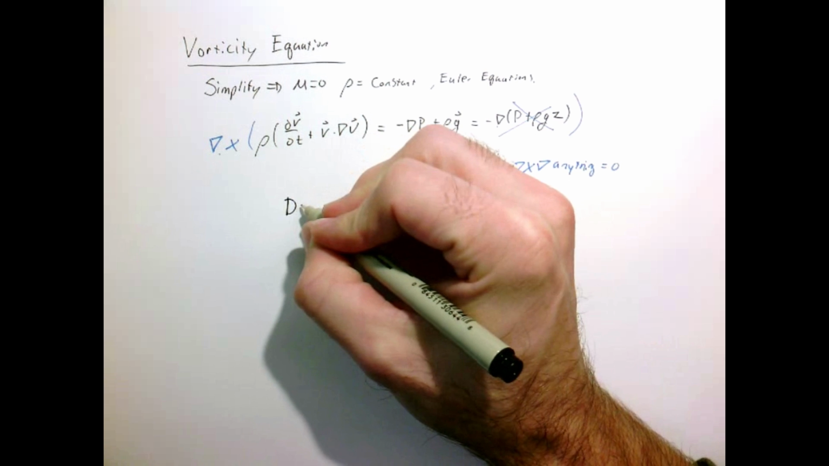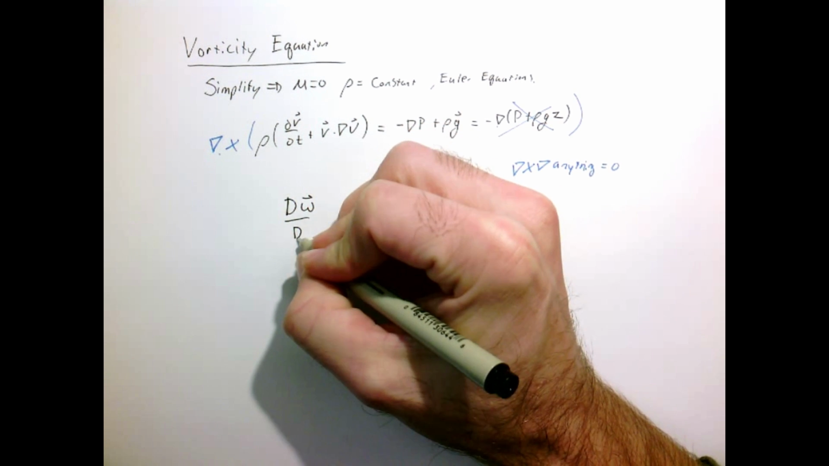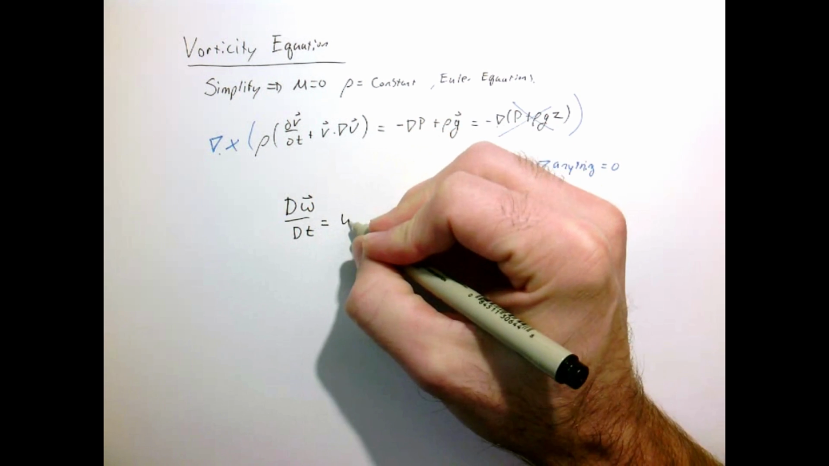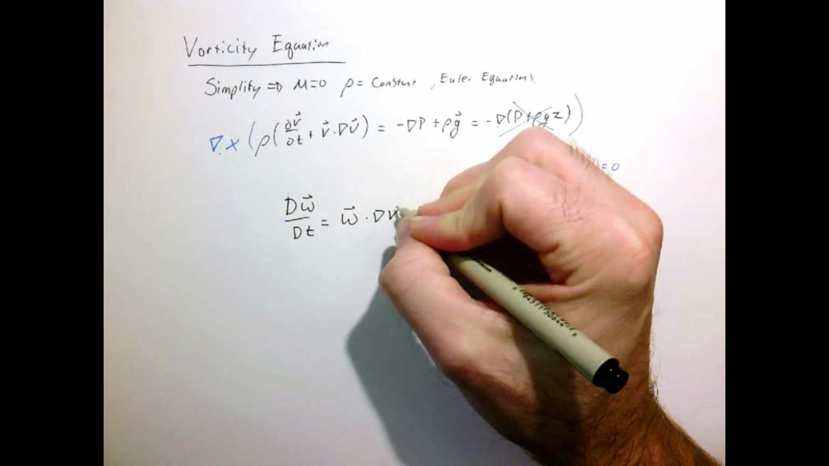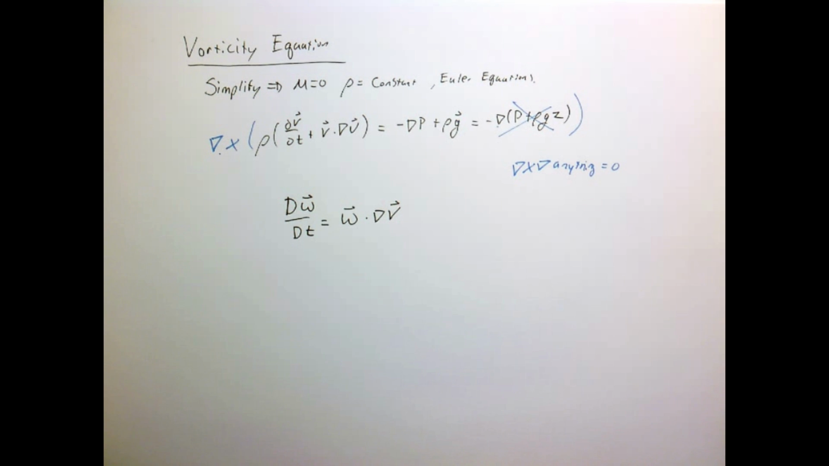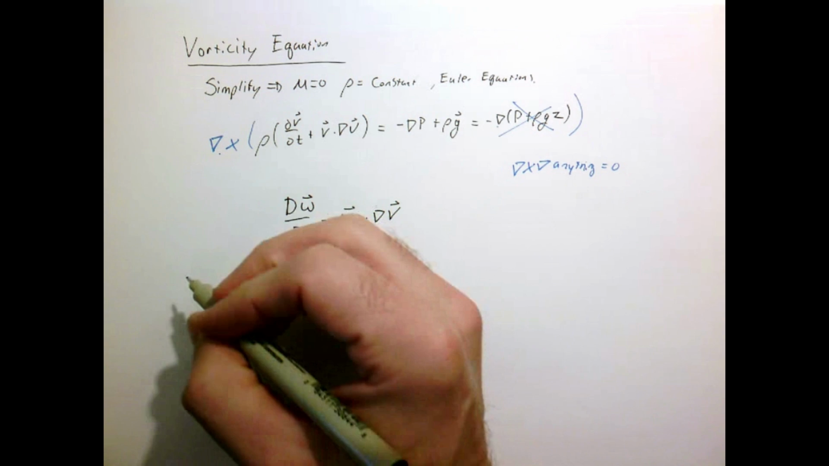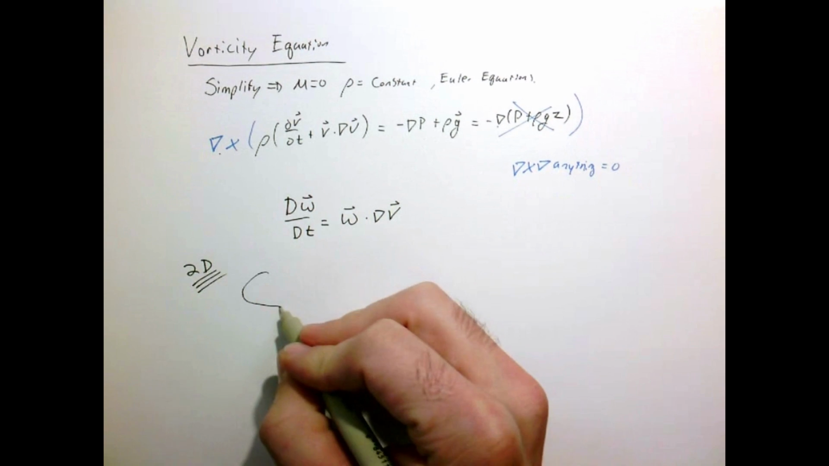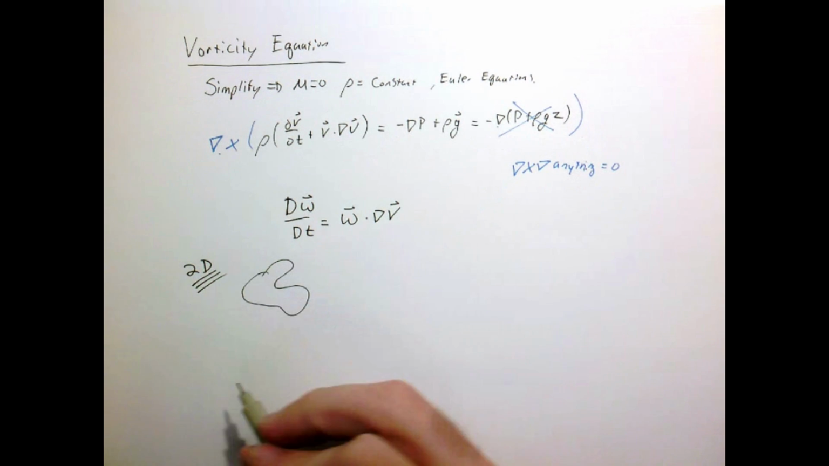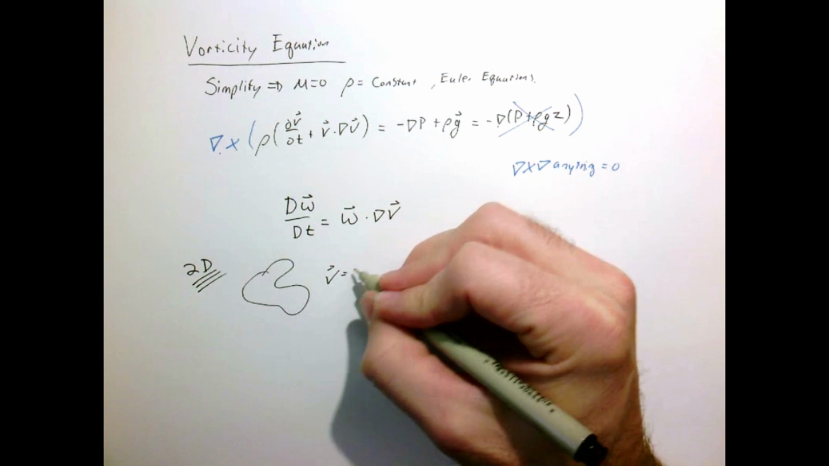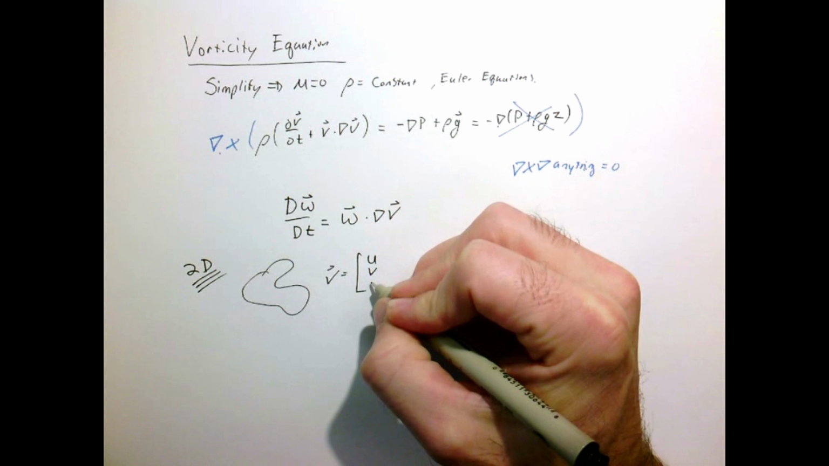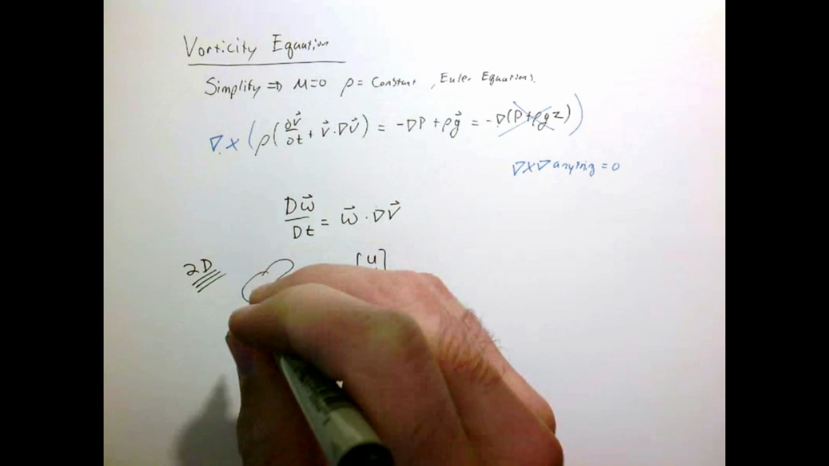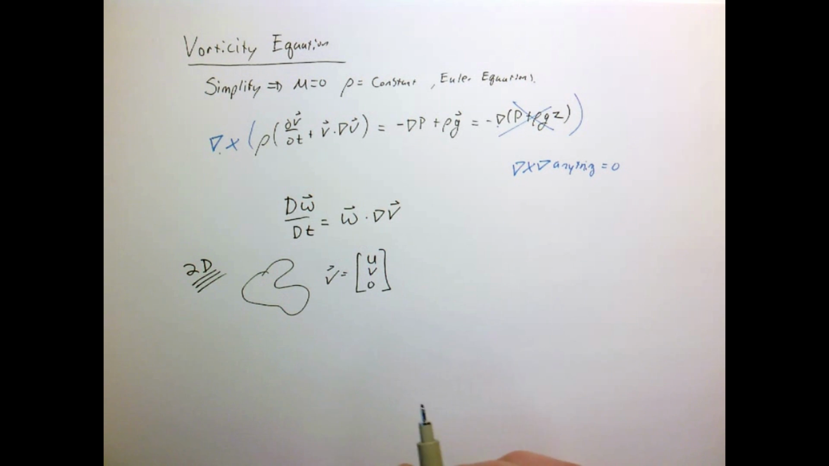The final result would be that the material derivative of the vorticity is equal to the vorticity dotted with the gradient of the velocity. So we'll talk about what this equation means, but let's start with a simplifying limit. Let's start with another simplification, which is we're only interested in 2D flows. So we're going to have flow in the plane of the paper, so therefore our velocity vector will just be u, v, and 0, so there's no flow into the page, just flow in the plane.